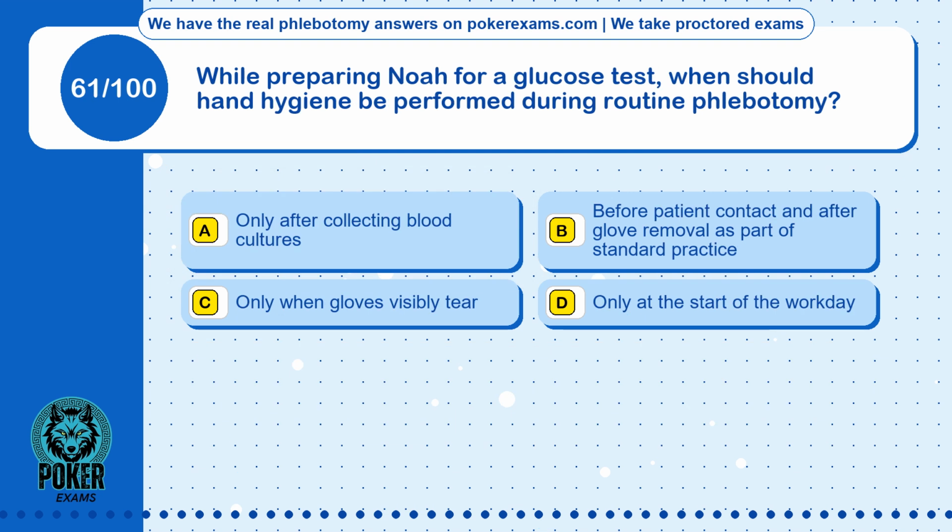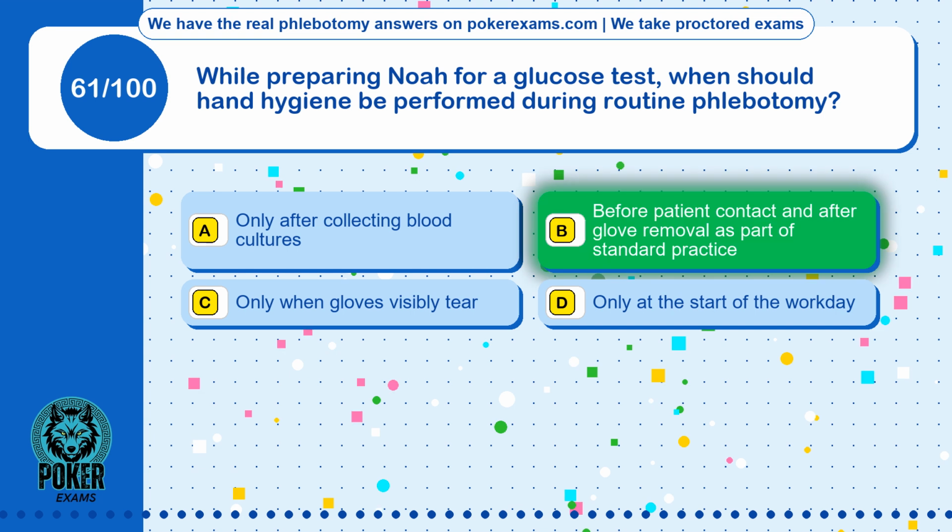Question 61. While preparing Noah for a glucose test, when should hand hygiene be performed during routine phlebotomy? Option A. Only after collecting blood cultures. Option B. Before patient contact and after glove removal as part of standard practice. Option C. Only when gloves visibly tear. Option D. Only at the start of the workday.